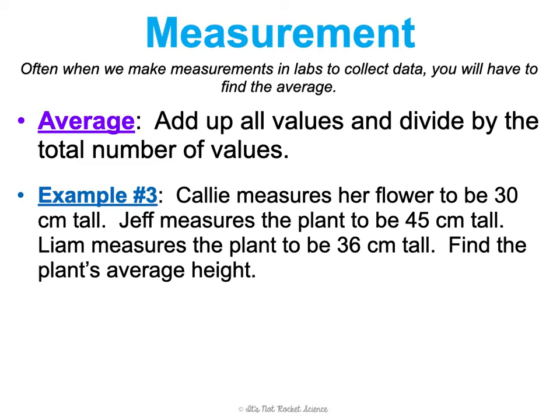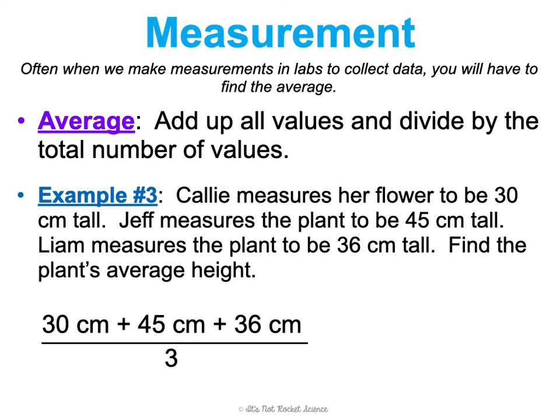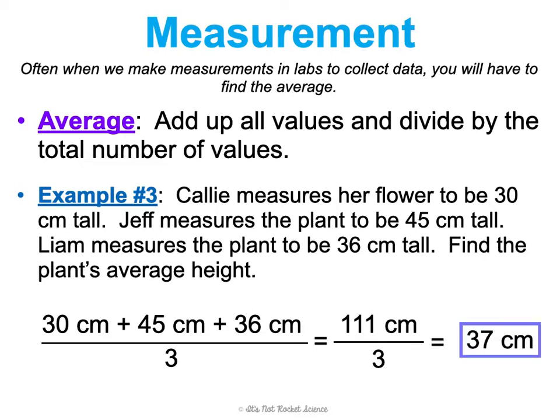Okay, so we want to find the average. What we're going to do is add up the numbers that were given to us, and then divide by the total numbers that we have. So we have 3 numbers, so we add up our 3 numbers and then divide by 3. When we added up our 3 numbers, we got 111, and we're going to divide that by 3, and that is going to give us 37 centimeters.